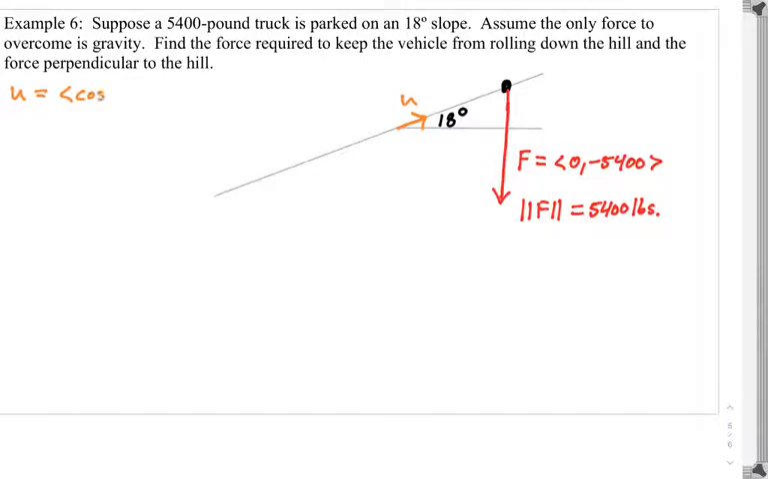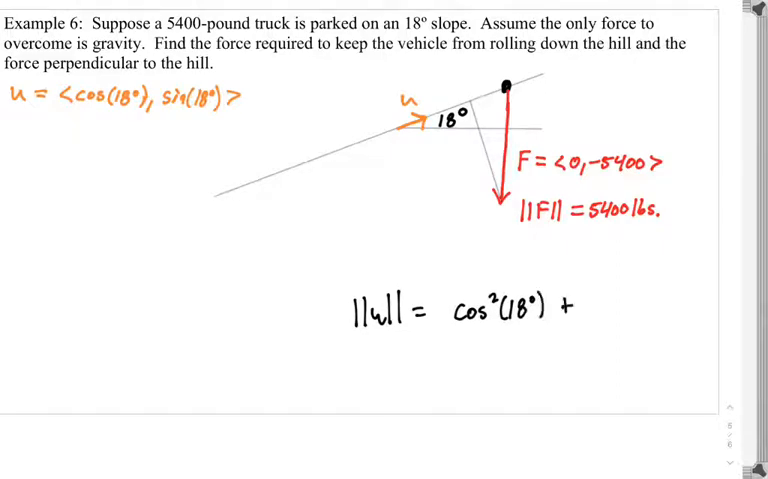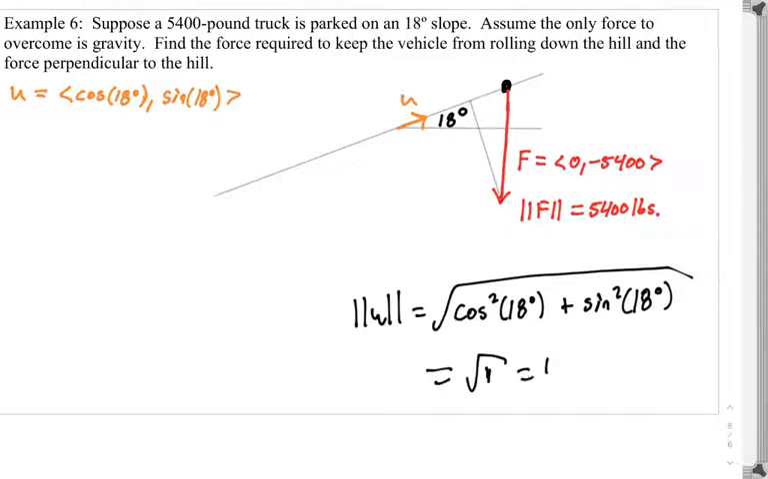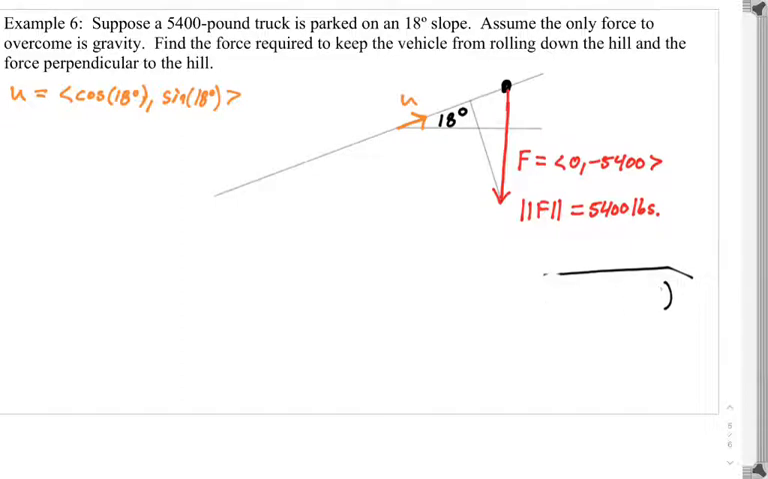U is simply cosine of 18 degrees and sine of 18 degrees. That's very nice because when we find the magnitude of U, that's the square root of cosine squared of 18 degrees plus sine squared of 18 degrees. Recall that cosine squared plus sine squared is the Pythagorean identity, so it's just 1. The square root of 1 is 1. And that is why we like unit vectors.